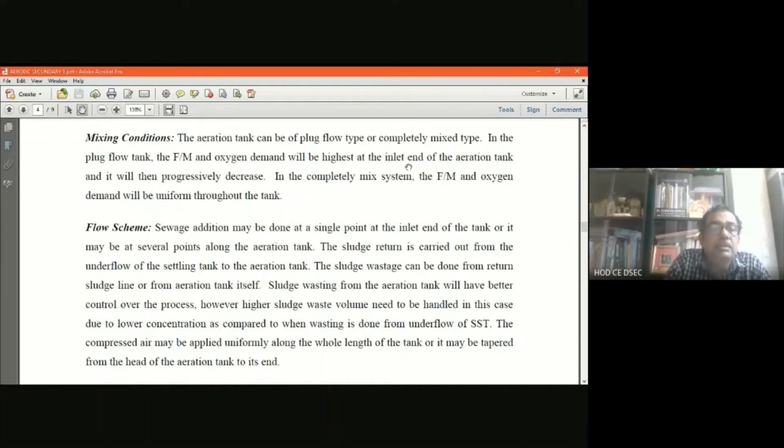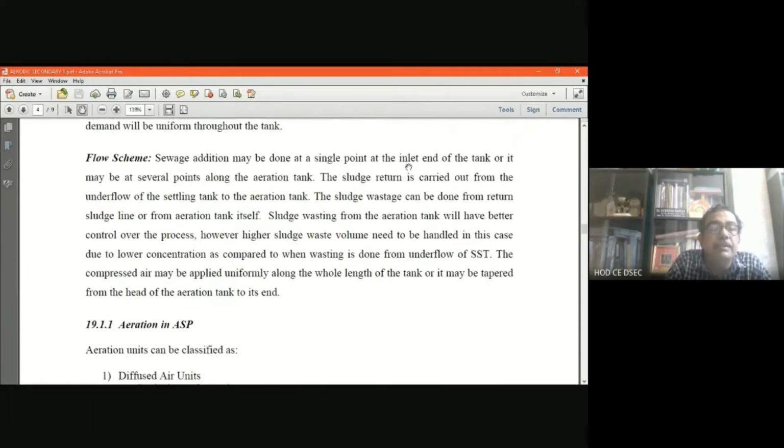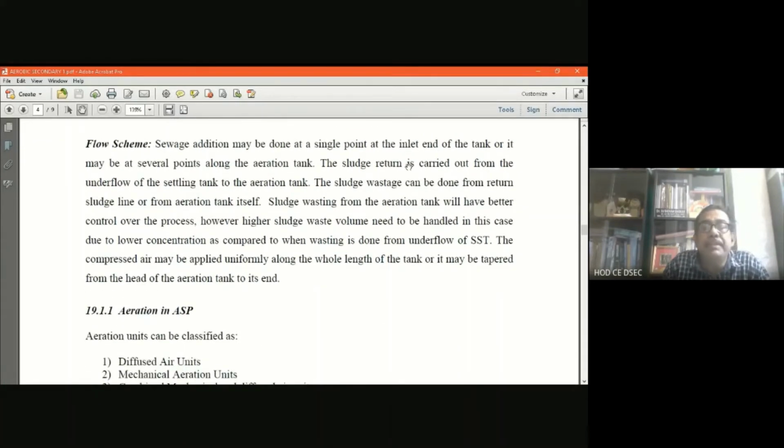Now, the flow scheme. The sewage addition may be done at a single point, or it may be done at several points.